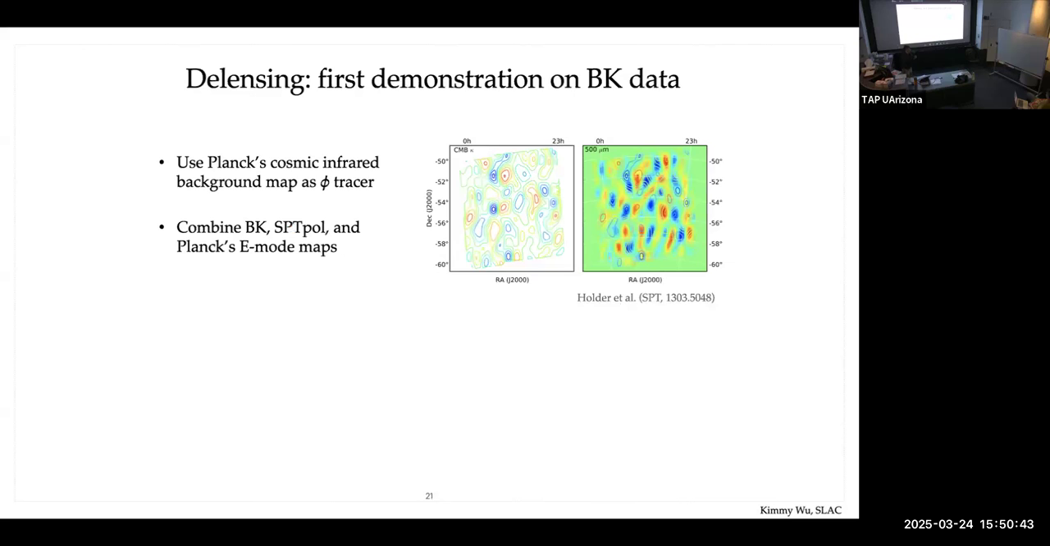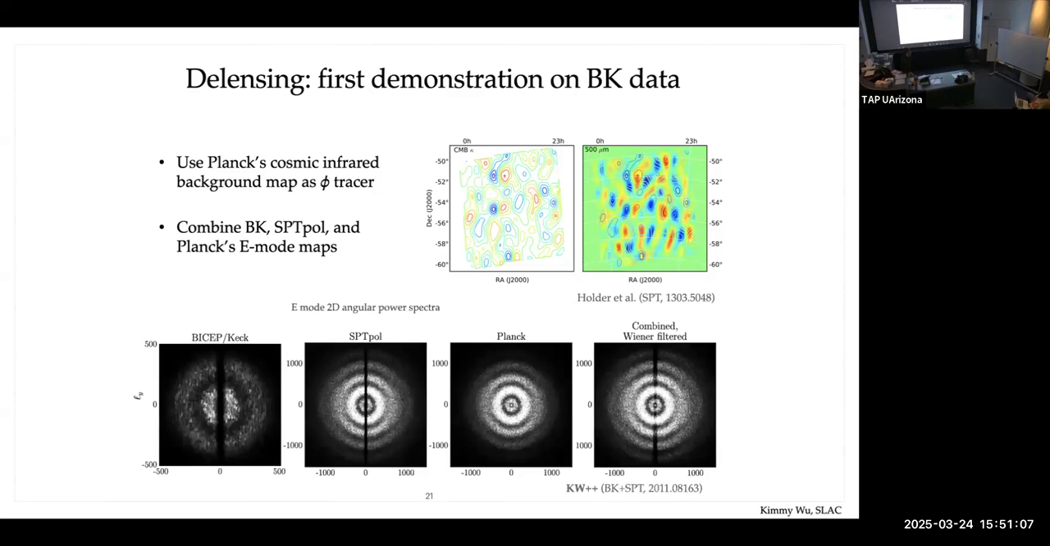Okay. So in our first demonstration, using some of the existing data, we use Planck's cosmic infrared background map as a phi tracer. This is an illustration. This is a CMB kappa on the same field. This is a 500 micron map in the background color. So you see a pretty high level of cross correlation between the two tracers. For the E-modes, we combine BICEP Keck, SPT-pol, and Planck. And this is what the 2D Fourier fluctuation power looks like. And this is a combined version.